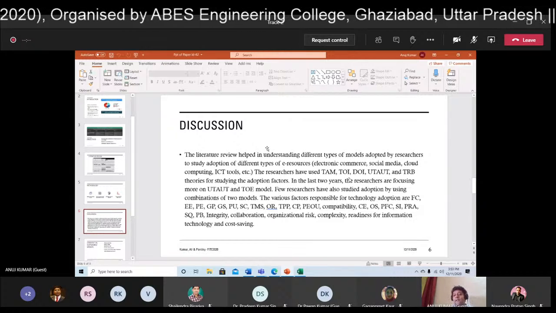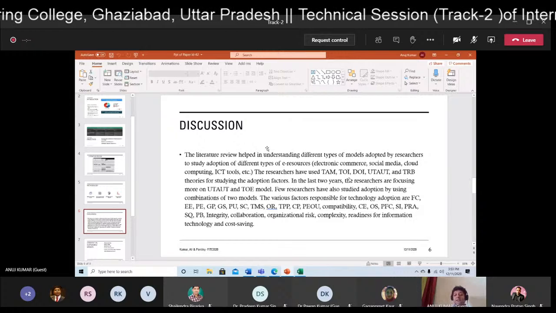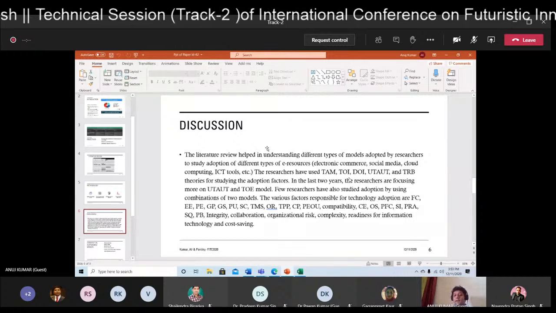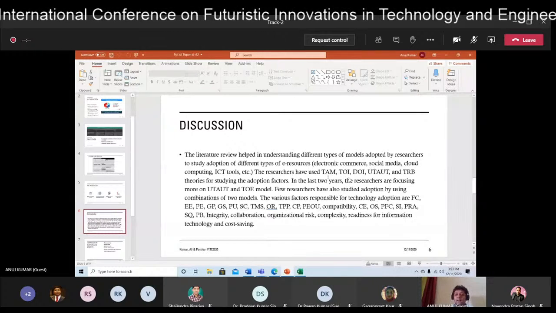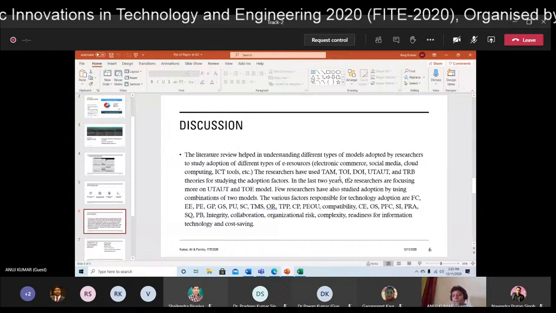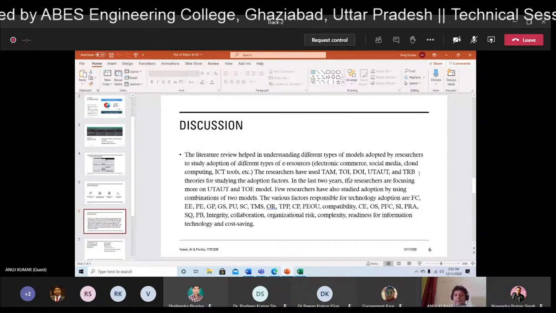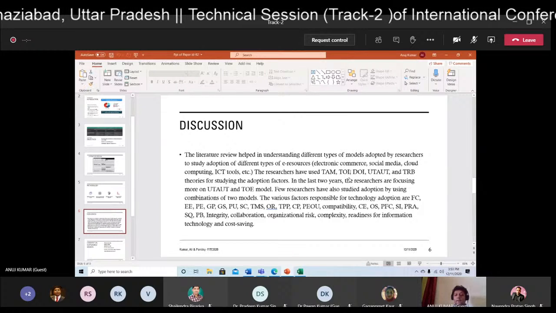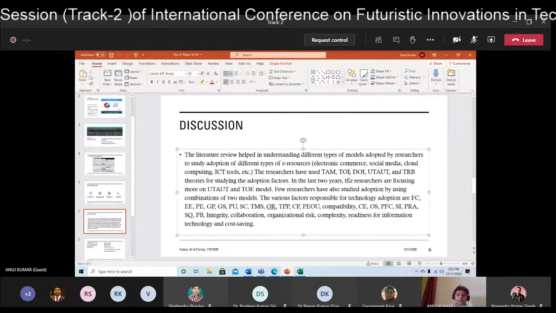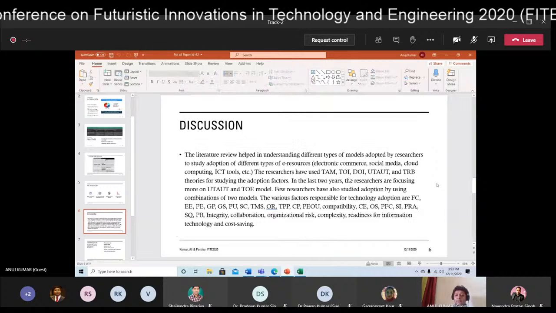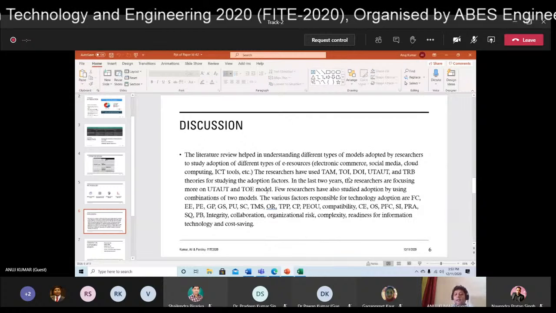The e-resources can be categorized: electronic commerce, social media, cloud computing, ICT. And then the researchers can use, as I told you, TAM model, TOI, DOI, UTAUT, and at the same time TRB theories. This is not TOI, this is TOE. And in the last 2 years, researchers are focusing more on UTAUT and TOE.